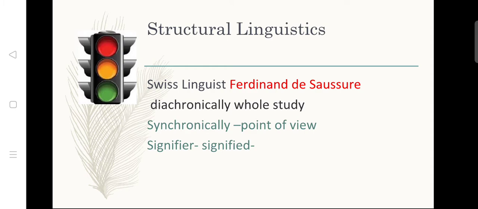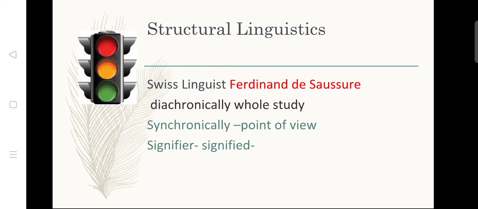Diachronic study is a study of language from the whole study of language changing. For example, how the language has changed from Geoffrey Chaucer's age to the modern age. That is diachronic study. What is synchronic study? Synchronic study is a study of language at a particular point, like in the Victorian age or modern age or Elizabethan age only, taking a whole study of a particular structure.